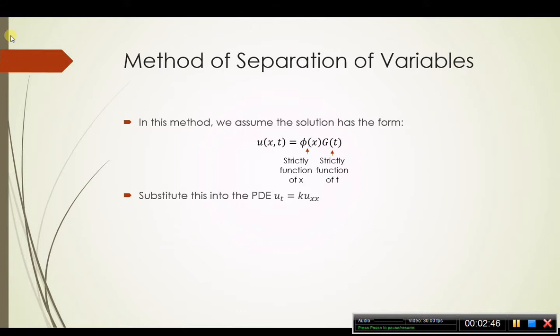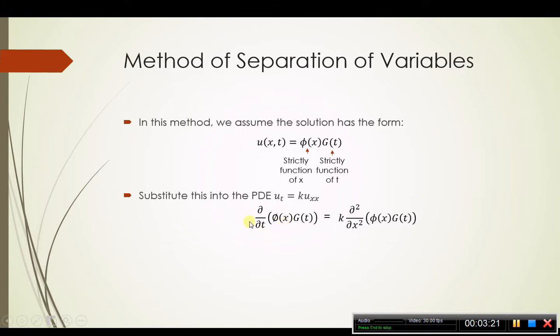Now we're going to substitute this into our PDE, and we'll notice something nice happens. Here our PDE is the heat equation. On the left-hand side, we plug this in, so we have the partial with respect to t of phi g. On the right-hand side, we have k times the second partial of phi times g. Notice on the left-hand side we're taking the partial with respect to t, but phi is just a function of x. So phi is constant with respect to t, and it's going to be able to come straight out in front.